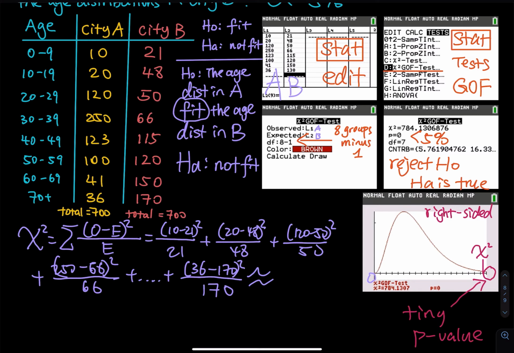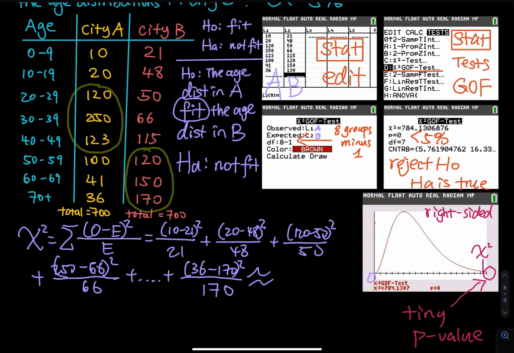We will be using the chi-square goodness of fit test in our TI graphing calculator to do the rest of the work. But before you do that, let's take a look. So city A and city B. If you just take a look at the data, I can see that the majority of the residents in city A are within 20 years old to 49 years old. And in city B, I see that the majority of the residents, the biggest numbers, are right over there. So they are in the older age group. And you are trying to fit city A to city B.